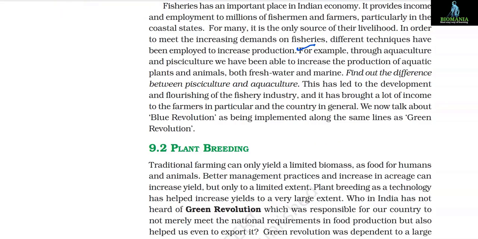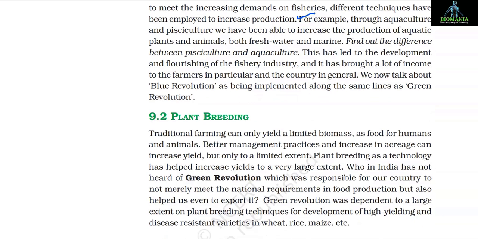This has led to the development and flourishing of the fishery industry, and it has brought a lot of income to the farmers in particular and the country in general. We now talk about the Blue Revolution as being implemented along the same lines as the Green Revolution.